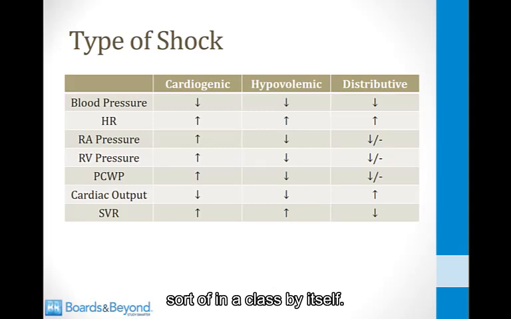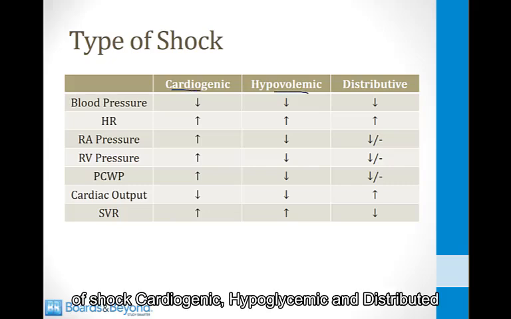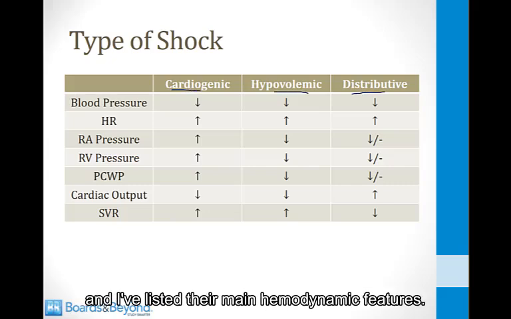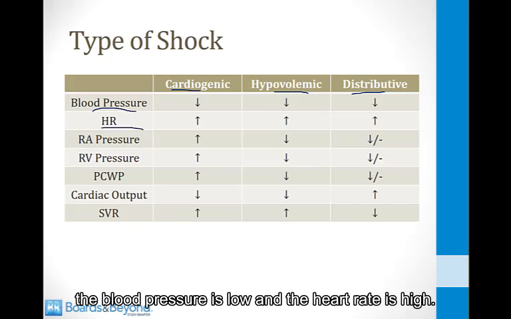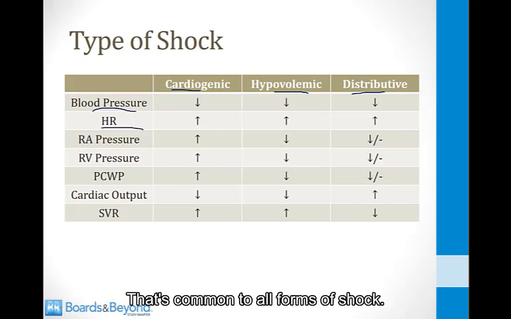On this table, I've summarized the three major types of shock: cardiogenic, hypovolemic, and distributive, and I've listed their main hemodynamic features. So in all three forms of shock, the blood pressure is low and the heart rate is high. That's common to all forms of shock. What's different between the forms of shock are the pressures in the heart, the cardiac output, and the SVR. So let's talk about cardiogenic first.